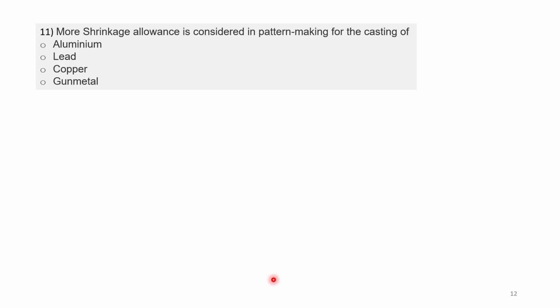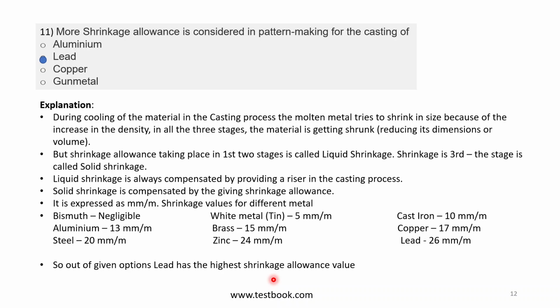During cooling of material in the casting process, the molten metal tries to shrink in size because of the increase in density, and in all three stages the material gets shrunk, reducing in dimension or volume. But the shrinkage taking place in the first two stages is called liquid shrinkage.